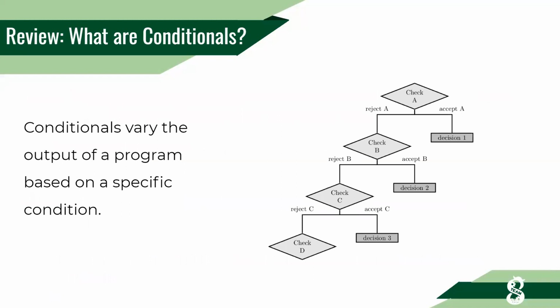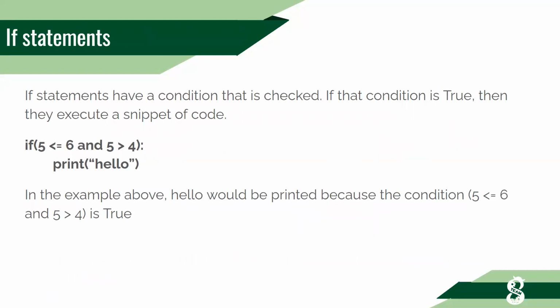So now we're going to go over conditionals. So what are conditionals? Conditionals are varying the output of the program based on a specific condition. That might be a bit confusing, so we have some more simple stuff. Conditionals are pretty much the if statements. So if statements have a condition, the ones with the 5 is less than 4, the AND keywords, or keywords, all that, and that is checked. If that condition is true, then they execute a snippet of code.